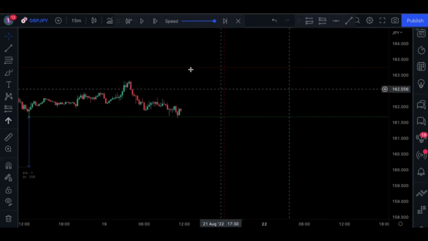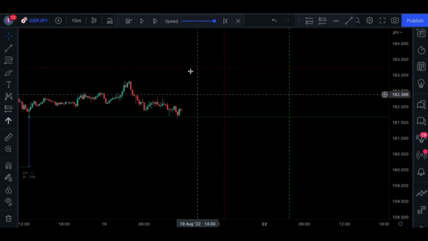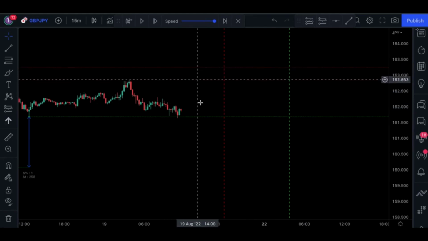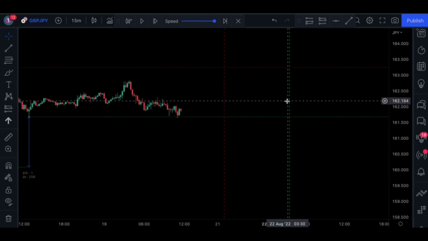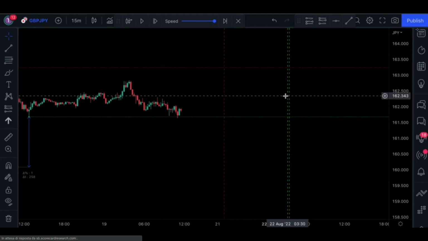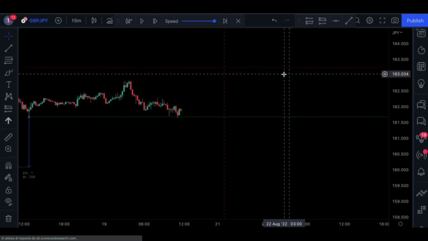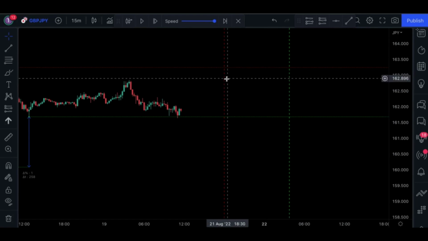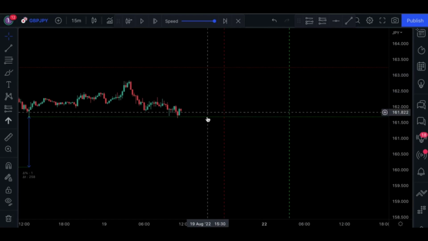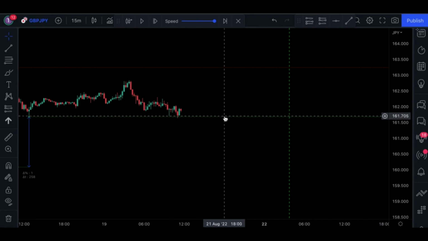Notice we've got two horizontal lines on our chart. The red one indicates the resistance, the green one indicates the support. And we've also got two vertical lines. And these are the time estimates when the price action is supposed to hit the bottom and the top of these horizontal lines. For example, a vertical red line indicates that the price action is expected to reach this horizontal green line right at this time.